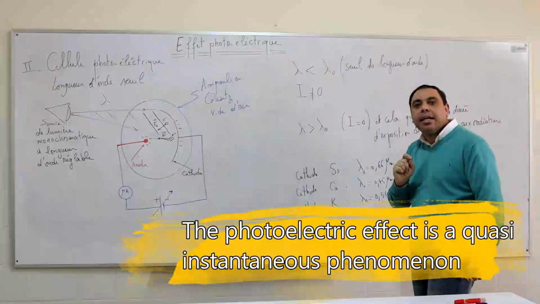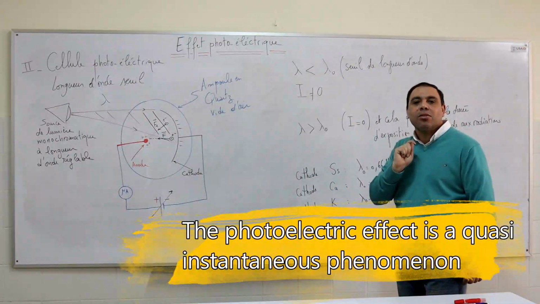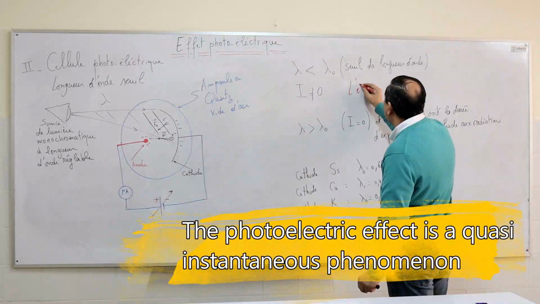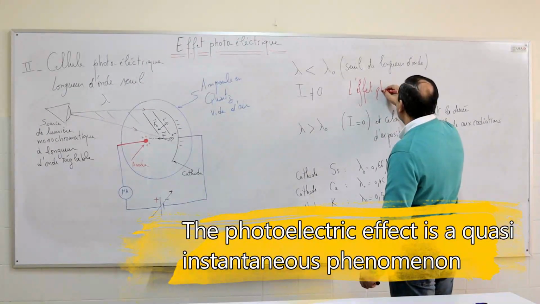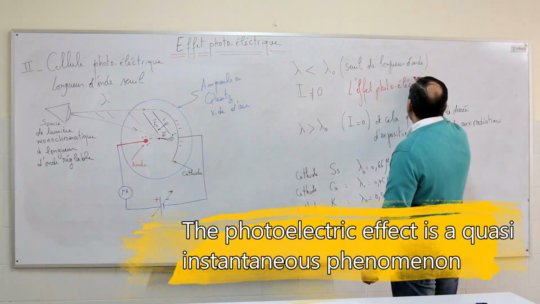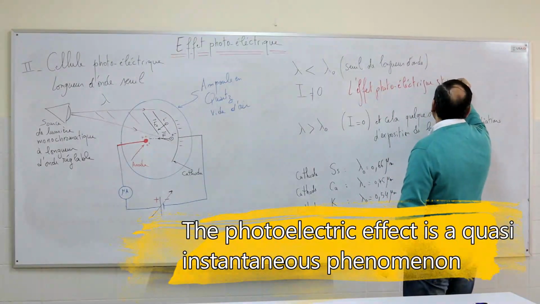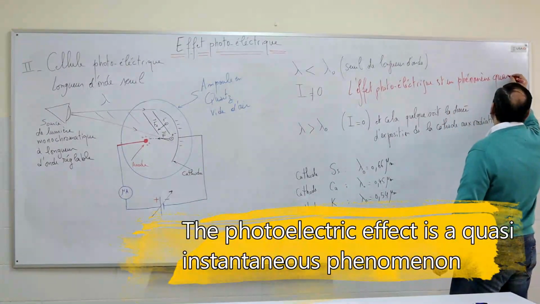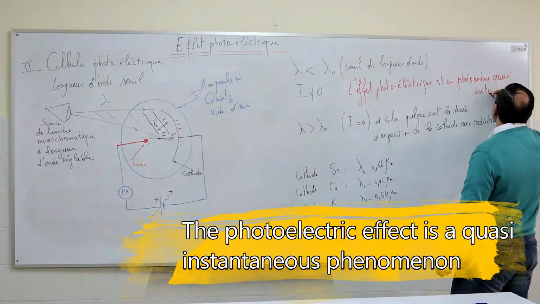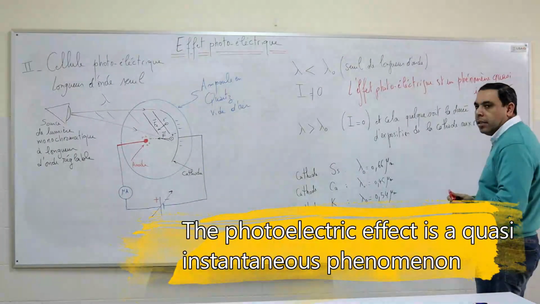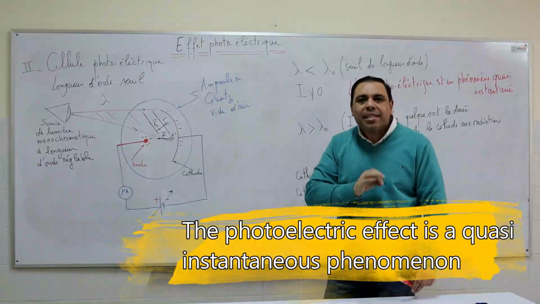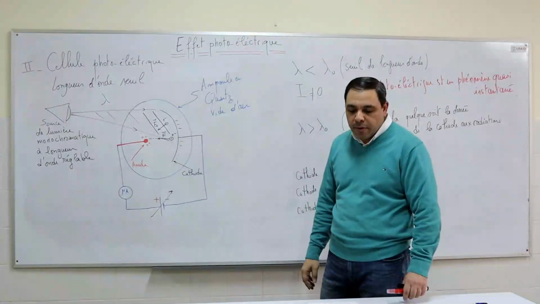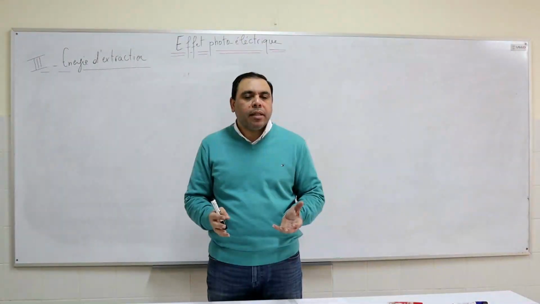The photoelectric effect is a quasi-instantaneous phenomenon. It is a phenomenon that is realized almost instantly. Quasi-instantaneous means almost instantly. So the photoelectric effect is a quasi-instantaneous phenomenon. As soon as the radiation illuminates the cathode, electrons will be extracted.